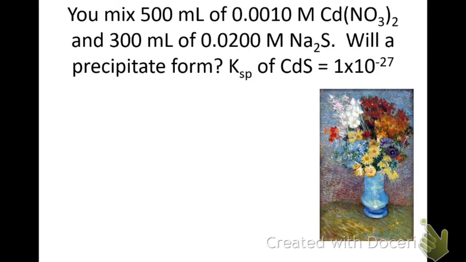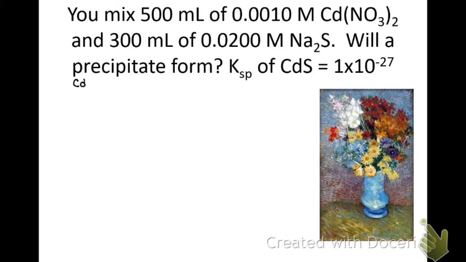We can determine whether a precipitate will form by comparing QSP and KSP, like in this problem. So here, we say we mix 500 milliliters of a 0.001 molar solution of cadmium nitrate and 300 milliliters of 0.02 molar sodium sulfide. Will a precipitate form? And we're given the KSP of cadmium sulfide. So, always a good idea to start with our balanced chemical reaction.